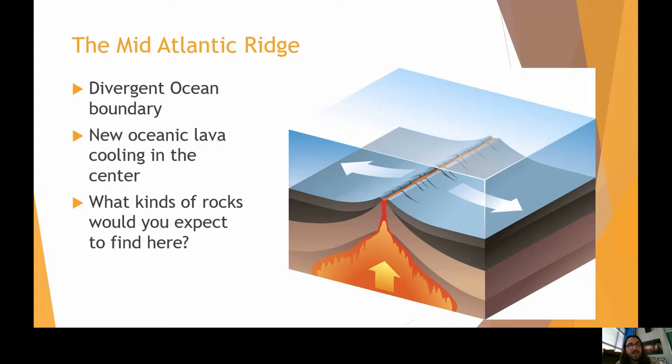So we have to think, okay, this is sort of hypothesis time. What kinds of rocks would you expect to find at this boundary in the middle of the ocean? And I will give you a clue that we're talking about right in the dead center. So even though it's in the ocean, there's not enough time for any sediments to have settled yet. So this is all going to be fresh lava rock. And you have to ask yourself, okay, which kinds of lava rocks would we find in the ocean of the 11 rocks that we have previously discussed?